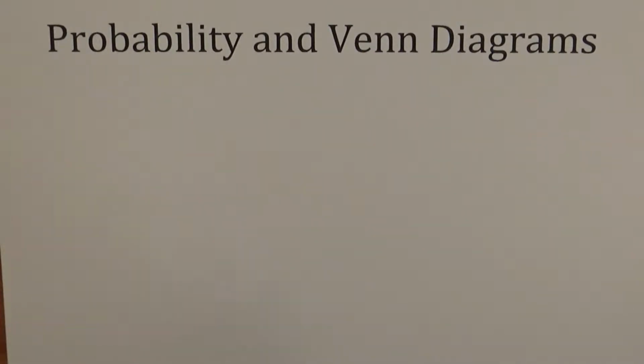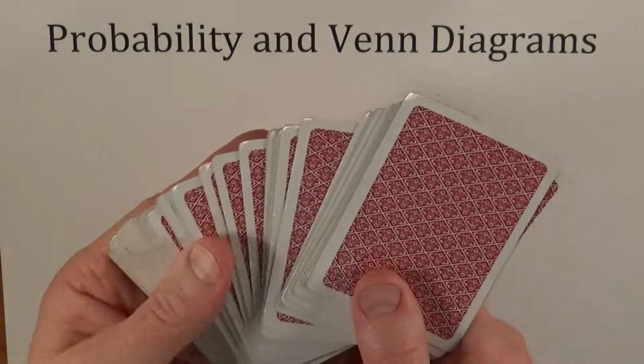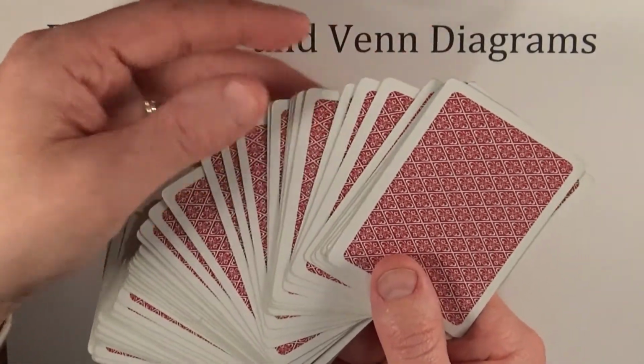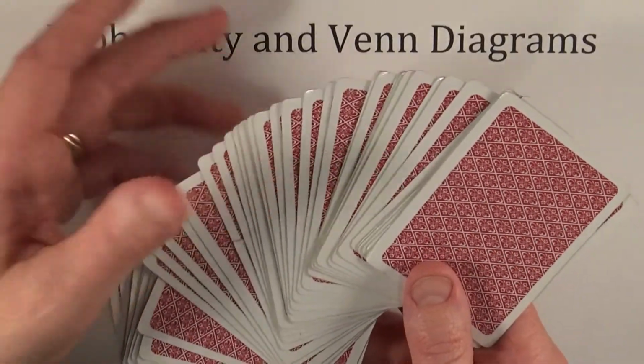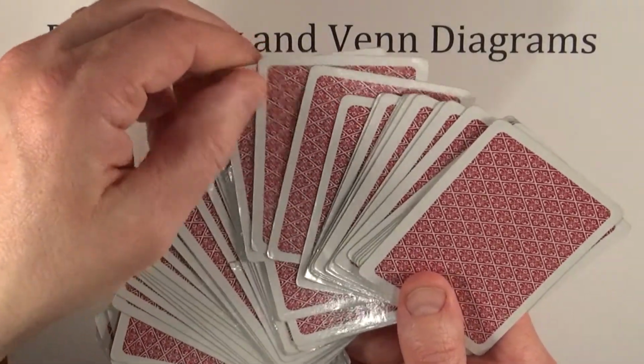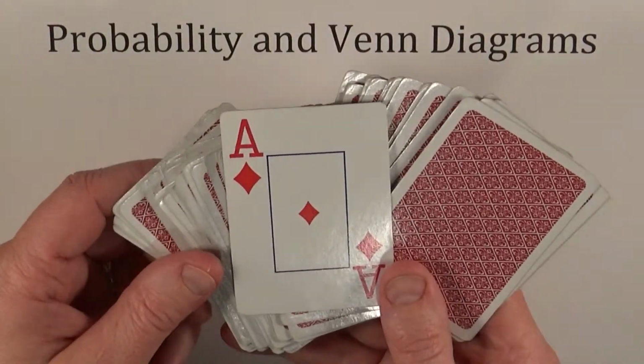So in today's lesson, I want to talk about probability and Venn diagrams. To start off, I have a deck of cards here, and you're just going to have to take my word for it that they're already shuffled. What we're going to do is just draw one, and it doesn't really matter which one we draw, so I'll just pick one here from the middle. There we go. And oh, big money, ace of diamonds.